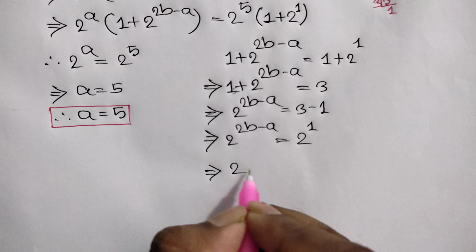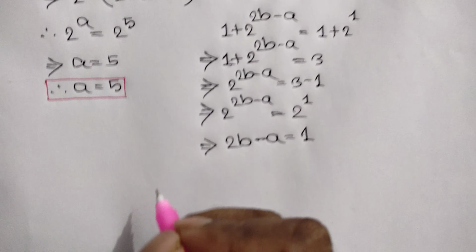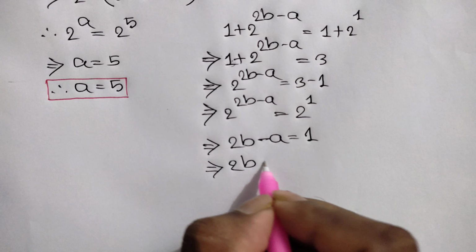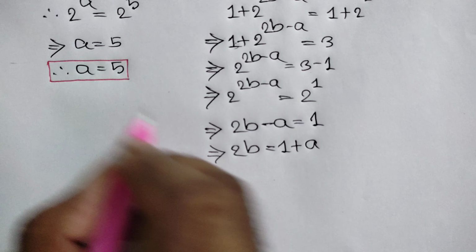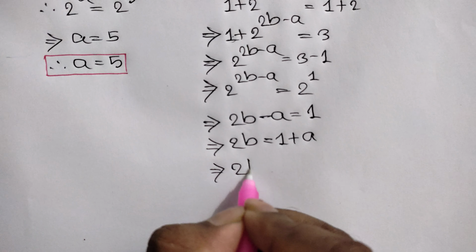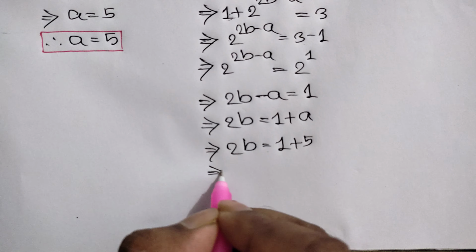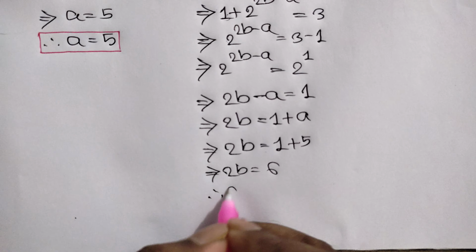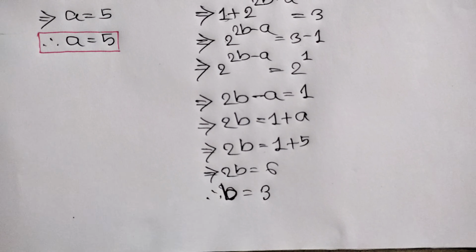or now here we can write 2b minus a is equal to 1, or 2b, now taking this negative a to the right side, we will get 1 plus a, but remember here a is equal to 5, so we can write here 2b is equal to 1 plus 5, or 2b is equal to 6. Now divide both sides by 2, we will get the value of b is equal to 6 over 2, which is 3.